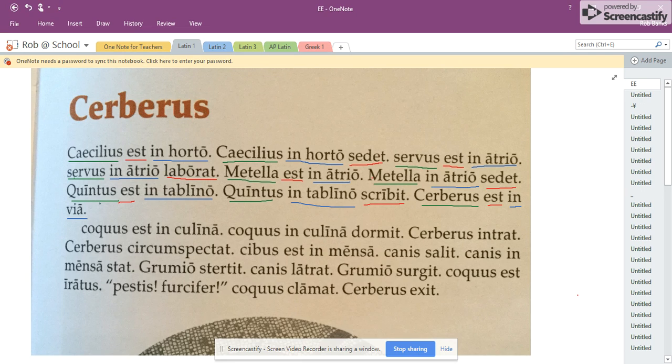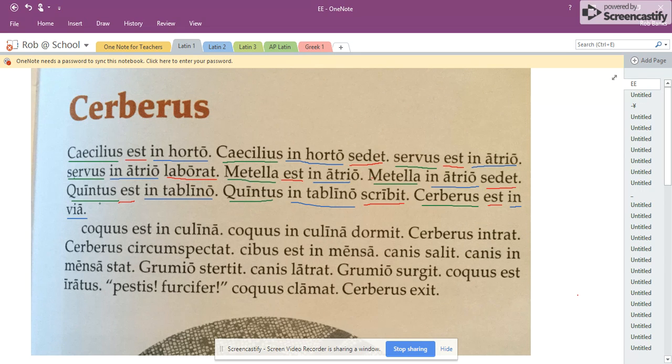Servus est in atrio, so the slave is in atrio, in the atrium. Servus in atrio laborat, the slave works in the atrium, right? Get used to seeing that verb last. Metella est in atrio, Metella is in the atrium. Metella in atrio sedet, right? So now Metella is the subject, Metella sedet, Metella sits. Metella sits in the atrium. Again, that's typical word order. Subject first, Metella, verb last, sedet. Everything else, in this case a prepositional phrase in between, in atrio.